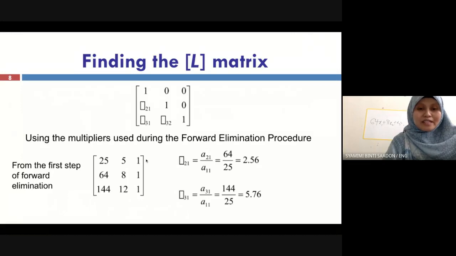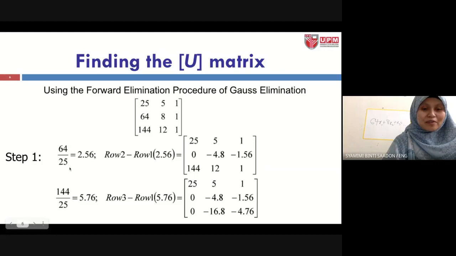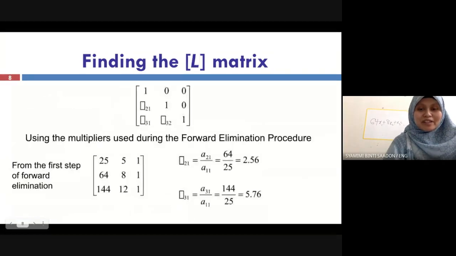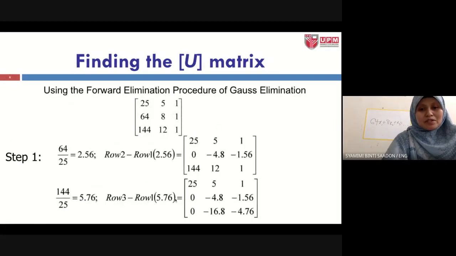So this is the matrix A just now. We use the coefficient that we got just now: 64 divided by 25. This will be the value of L21, and L31 is 144 divided by 25, the third row divided by the first row. So you get 5.76, the same value as just now.